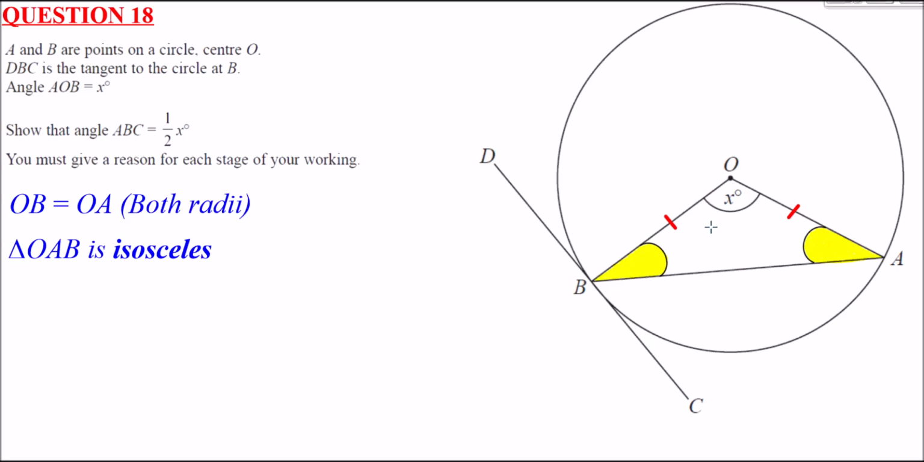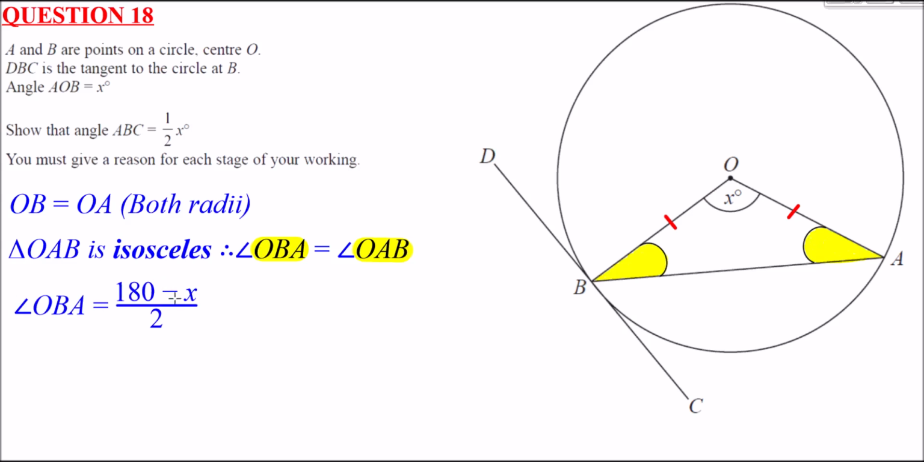So angles in a triangle add up to 180. X of those 180 has already been taken up at O. So the degrees left are 180 minus x. So I need to share equally 180 minus x between this one and that one. So it's 180 minus x divided by 2. So angle OBA and this one as well, OAB, would both be 180 minus x divided by 2.